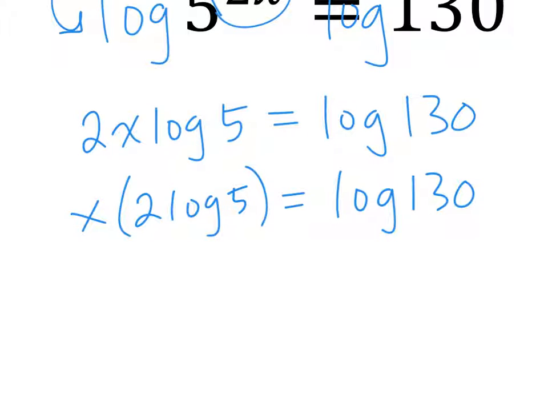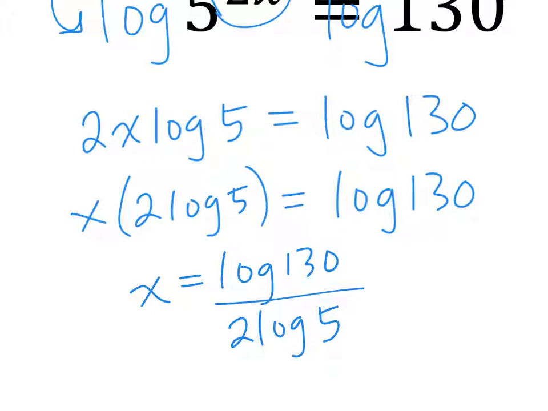Now what? You divide 3 log 15? Or 2 log 15? 2 log 5. So x equals log 130 divided by 2 log 5. All right, go ahead and do that. Get an answer. Let me know when you're done so I can double check.